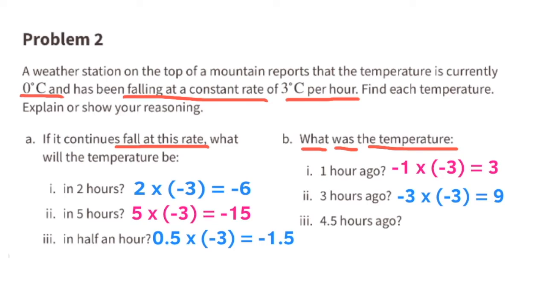What was the temperature 4.5 hours ago? Since the order of multiplication doesn't matter, we can multiply negative 3, as in the negative 3 degrees Celsius, times negative 4.5, as in 4.5 hours ago. And that tells us that 4.5 hours ago, the temperature would have been 13.5 degrees Celsius.